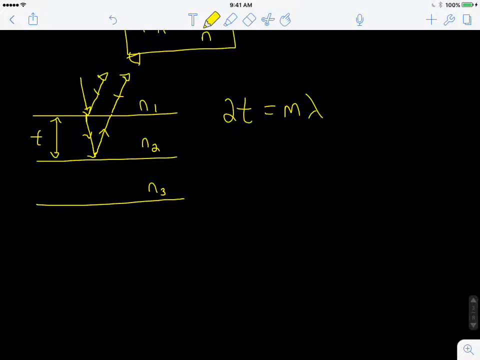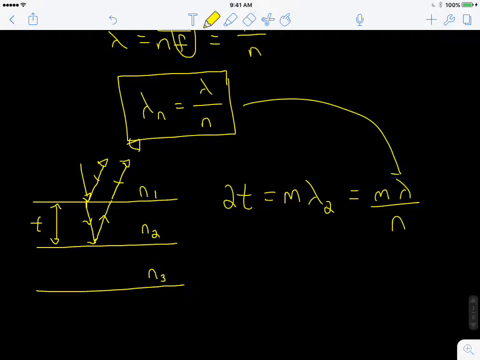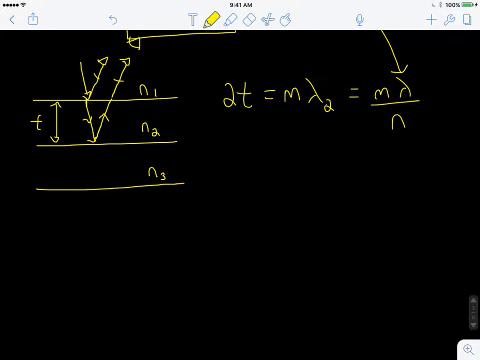So if my m is a whole number, 1, 2, 3, 4, 5, etc., then I'm going to get constructive interference. Now, what's really important that we notice is that that's not the wavelength in n1. This is the wavelength in that second material. So I'm going to put a wavelength in 2. So this is going to be equal to m times the lambda in air divided by the n. I'm substituting in this equation that we just developed right here for my lambda 2.